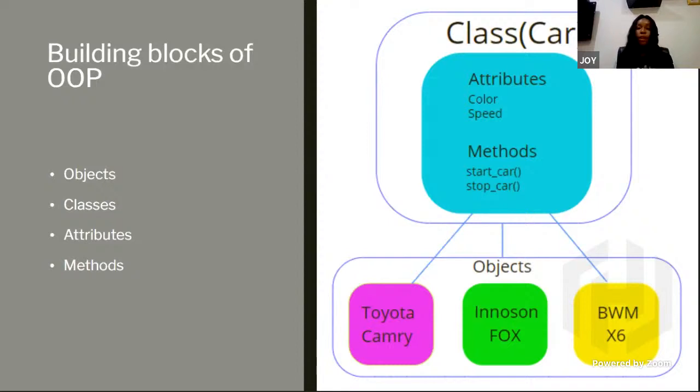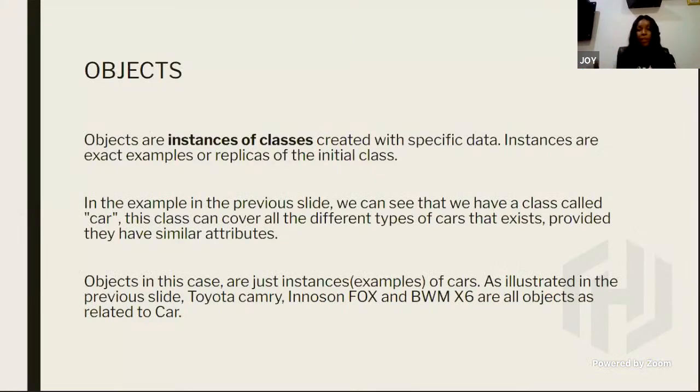This object would have every feature that this car has. It's kind of like the basic unit of object-oriented programming. If you create this Toyota Camry, it automatically has two attributes called color and speed, and also two methods, stop car and start car. Also the same with the Innocent and the same with the BMW. So the object is just like creating replicas of the car that you've created previously.